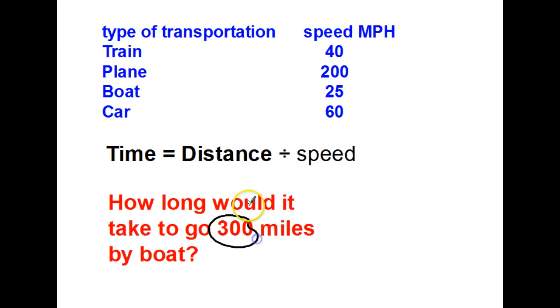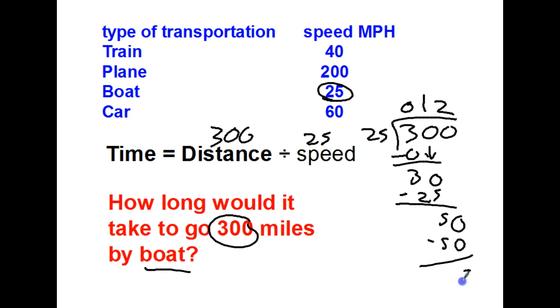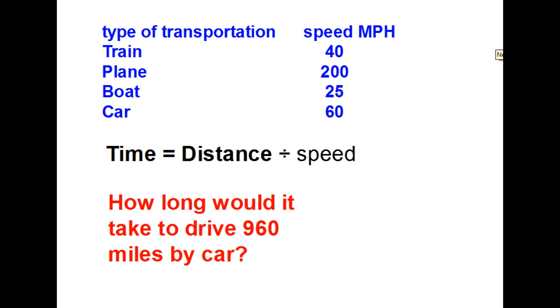Here we go. I'm going 300 miles by boat. Boat speed is 25 miles per hour. So I got 300 divided by 25. None in 3. 25 in 30, 1. And I got 5 left over. How many 25s in 50? 2 of them. Comes out even. So if I was going 300 miles by boat, it would take about 12 hours. Stop the video when you try it out.